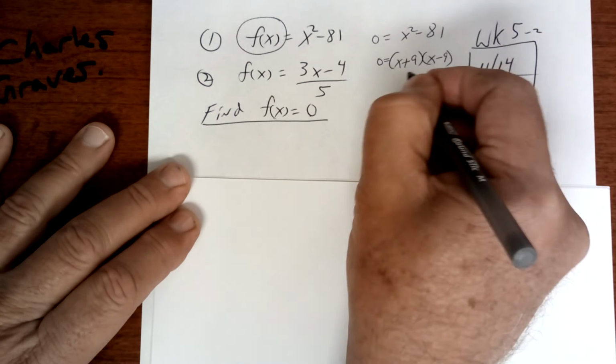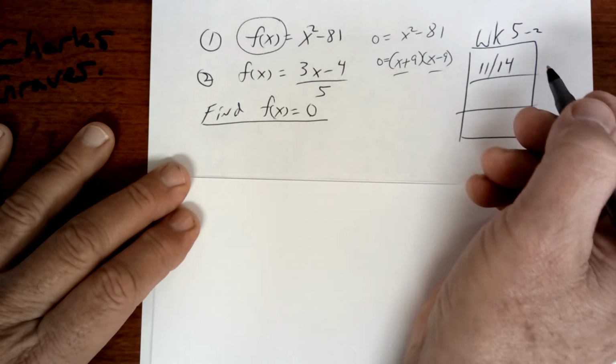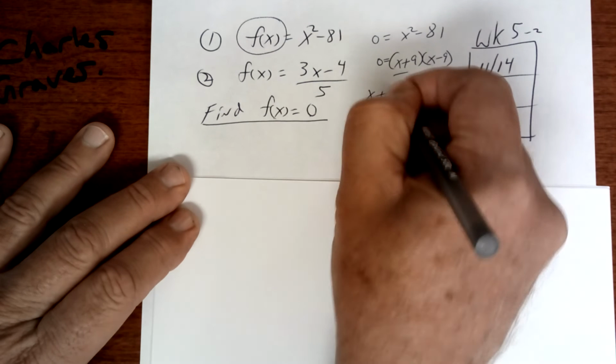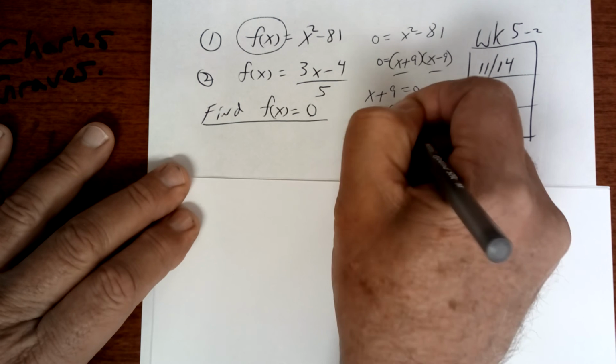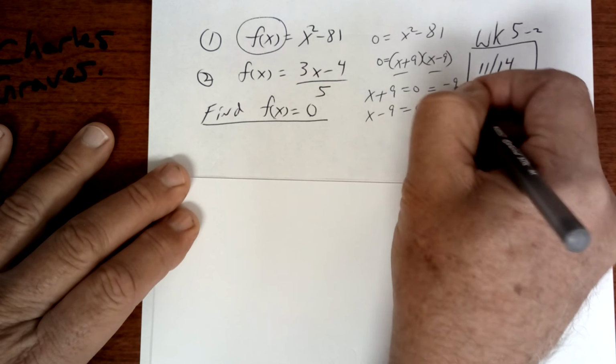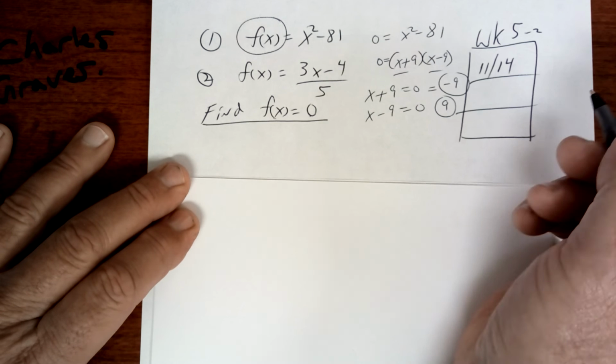You're going to set each of these factors, each one is called a factor, equal to 0. And you're going to solve that, and you're going to get negative 9 there, and 9 there, and those are your two answers.